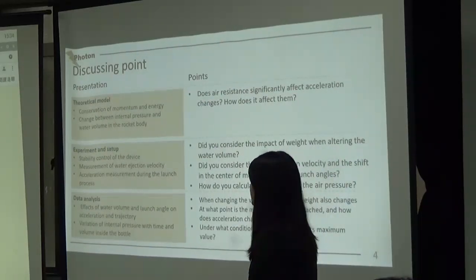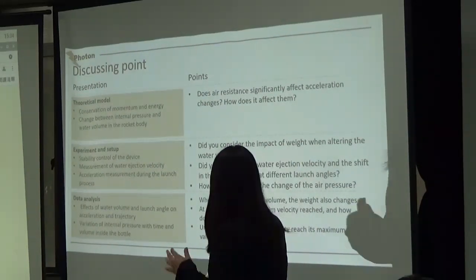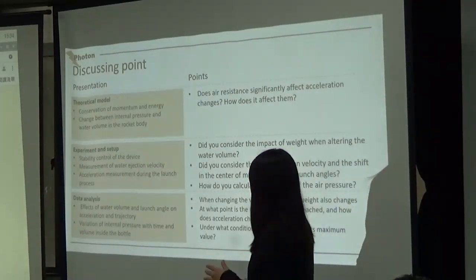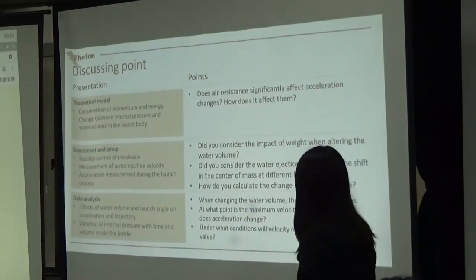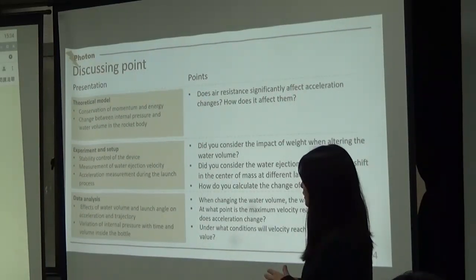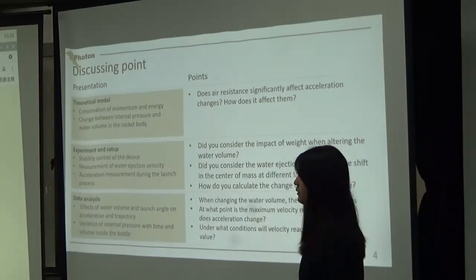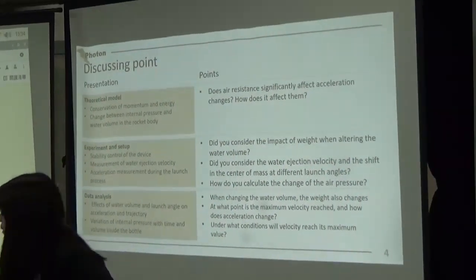About the data analysis, I want to discuss the effect of the water volume on the launch and the acceleration. I also want to discuss the trajectory and the variation of the internal pressure with time and volume inside the bottle. When changing the water volume, the weight will also change. At what point is the maximum velocity reached? How does the acceleration change? And under what conditions will velocity reach its maximum? Here is all my presentation. Thank you. And I want to invite the reporter.